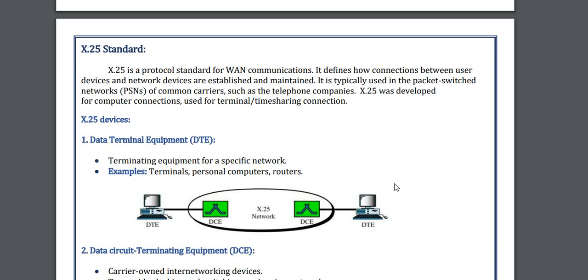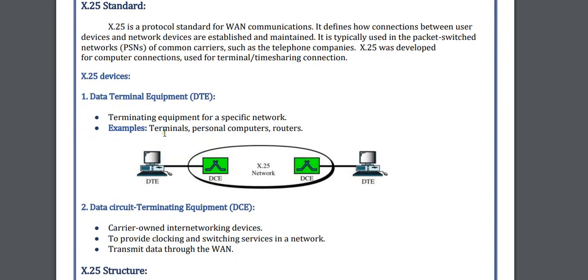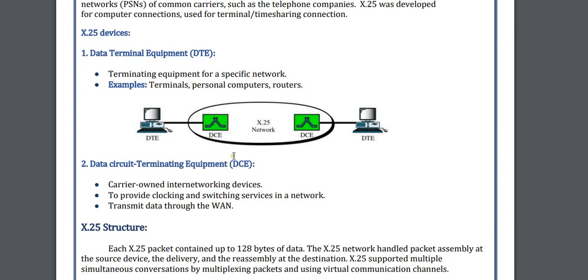In X.25 there is the data terminal equipment, which is DTE. Examples are terminals, personal computers and routers, which are known as DTE, and DCE, which is data circuit-terminating equipment. Those are used as the routers in the WAN section. So the router is known as DCE and the endpoints are known as DTE in X.25.